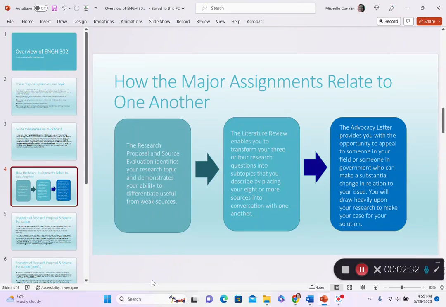The literature review enables you to transform your 3 or 4 research questions into subtopics that you describe by placing your 8 or more sources into conversation with one another. And finally, the advocacy letter provides you with the opportunity to appeal to someone in your field or someone in government who can make a substantial change in relation to your issue. You will draw heavily upon your research to make your case for your solution.